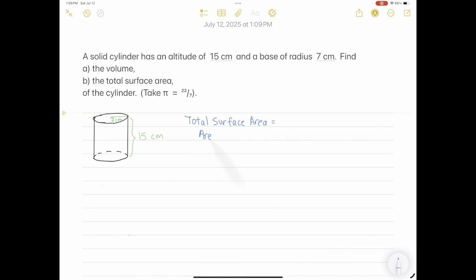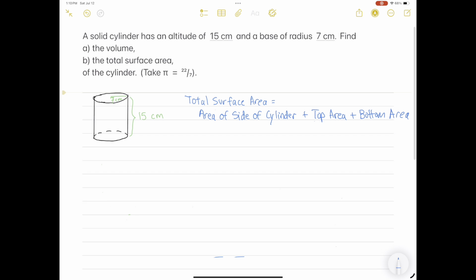Next, I will find B, the total surface area of the cylinder. The total surface area of the cylinder would be the area of the side of the cylinder plus the area of the top of the cylinder plus the area of the bottom of the cylinder. The area of the side of the cylinder would be the distance around the rim, which is the circumference of the rim, 2 pi r, times height.